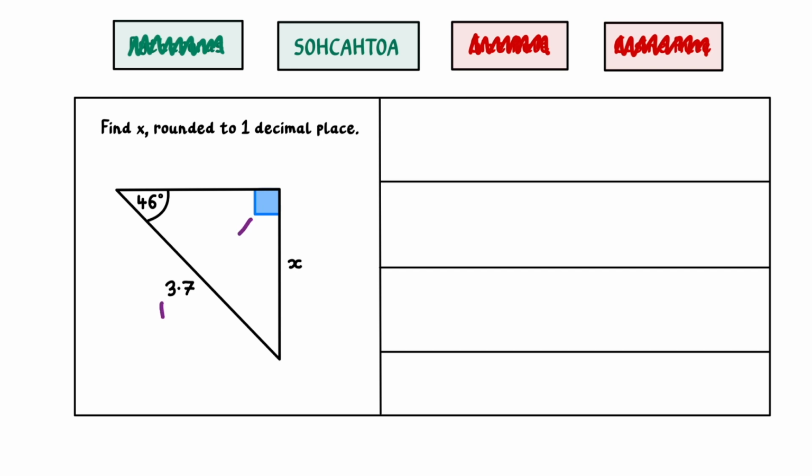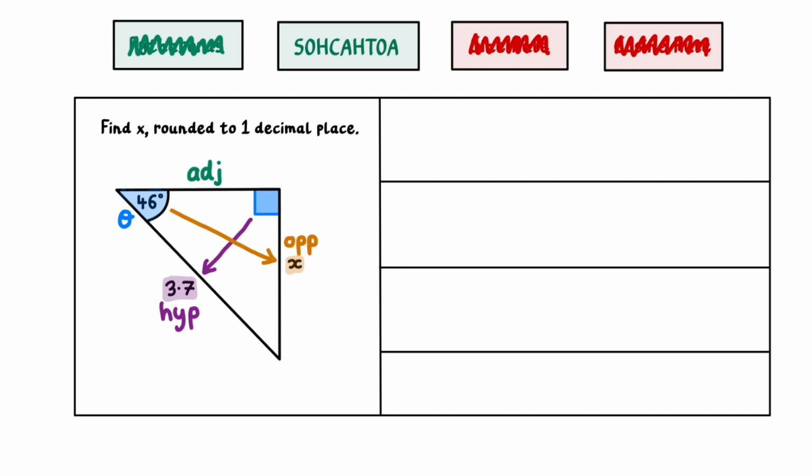The hypotenuse is the side across from the right angle. The 46-degree angle should be labelled theta, and the side across from this is labelled as the opposite. The third side is labelled as the adjacent. In our diagram, the opposite corresponds to x, the hypotenuse corresponds to 3.7, and the adjacent does not correspond to anything.